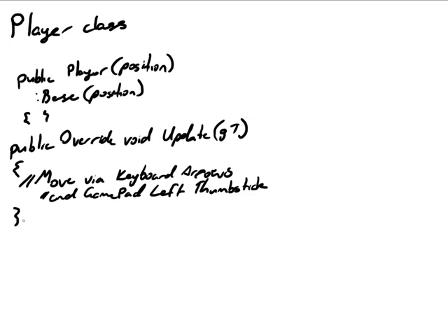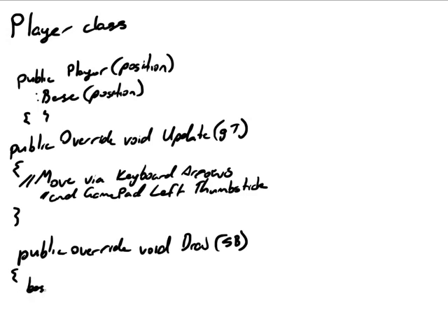Rightio. And then we'll need to have the draw call. Public override void draw, taking in sprite batch, opening up our brackets, and we're just going to call base.draw. Nice and simple for now. Okay, so that's everything we need for this. Let's stop this video, go ahead and code it into Visual Studio.